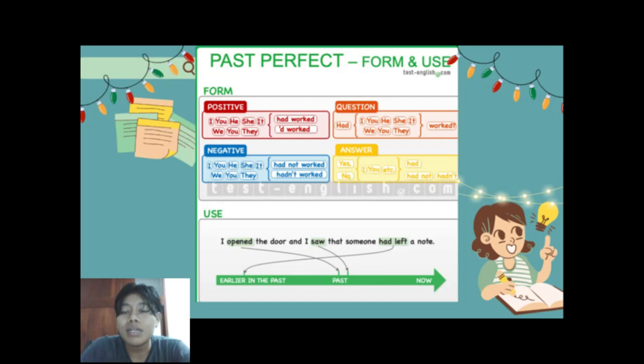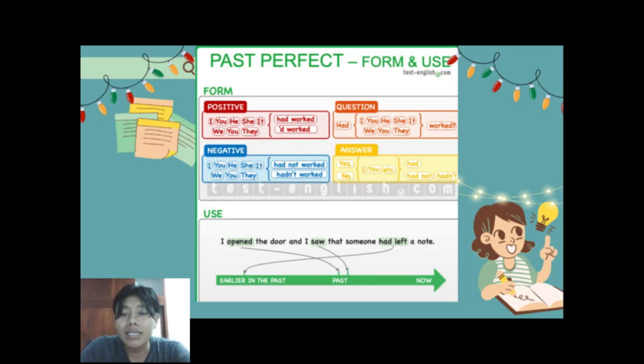Here there is another example about the positive forms with past perfect. The questions, for example, are: had I worked, had you worked. And with negative, we are going to use the negation not: I had worked, I hadn't worked, for example. And here, as I said before, I'm going to explain to you how we can use the past perfect, because it's a little bit complicated when we are learning this new past tense.